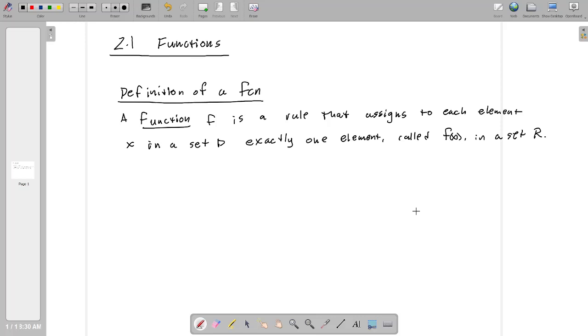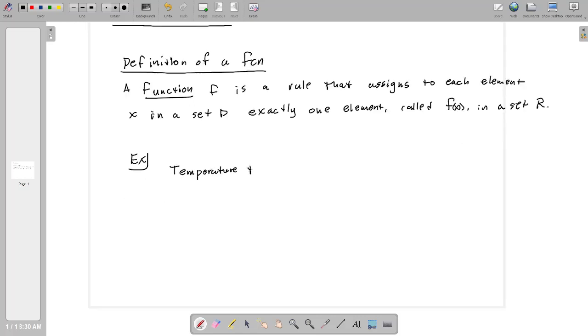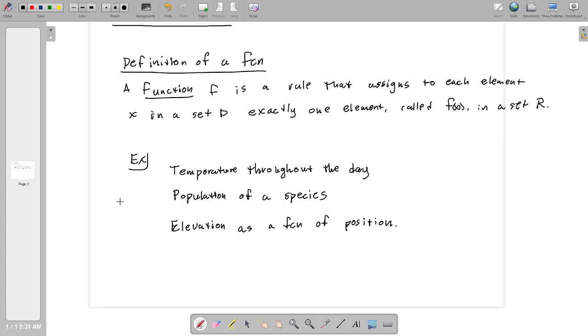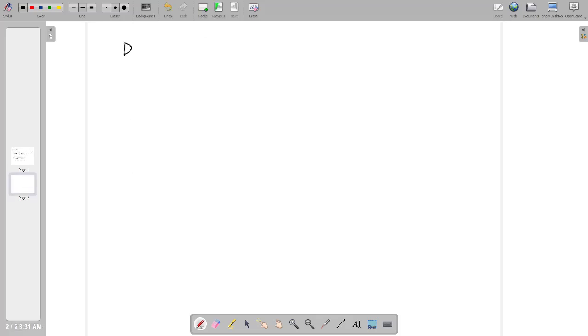Now, functions surround us everywhere. Functions are everywhere. Let me give you a couple of examples of some functions. We have the temperature throughout the day, population of a species, elevation. These are a few examples. Let's continue with some definitions here.